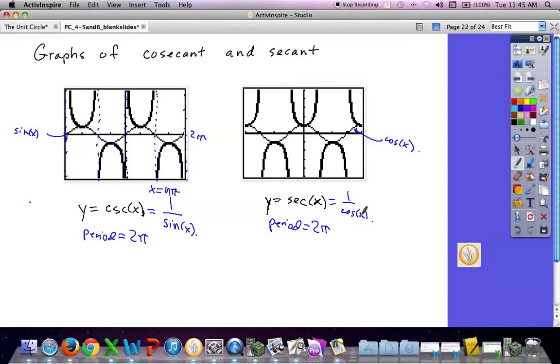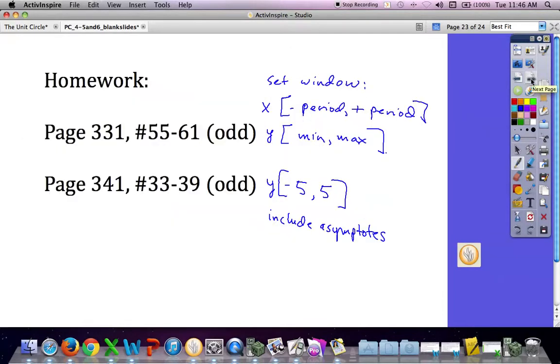Cosine equals 0 at pi over 2, at 3 pi over 2, and every pi after that. We could say it like x equals pi over 2 plus n pi. So every multiple of pi after pi over 2 and before pi over 2 for that matter. So that's all we're going to say about those functions, which leads to the homework.